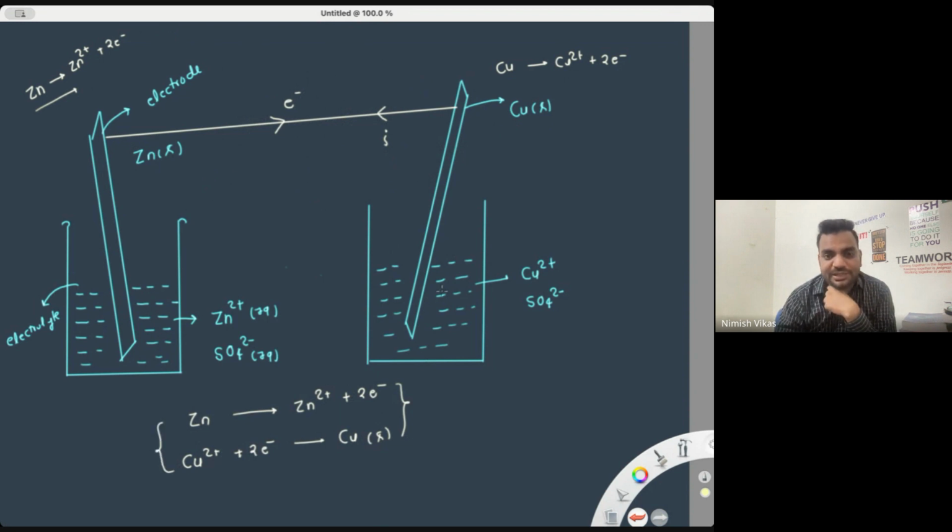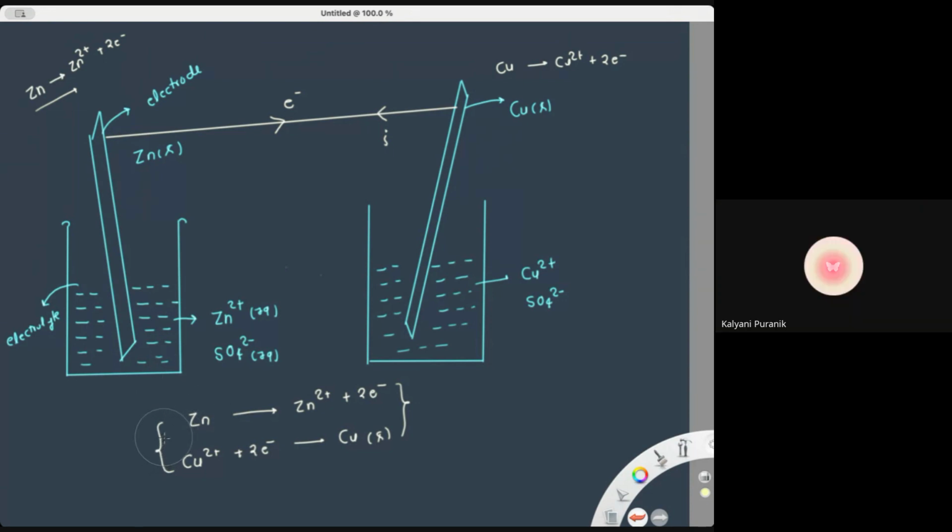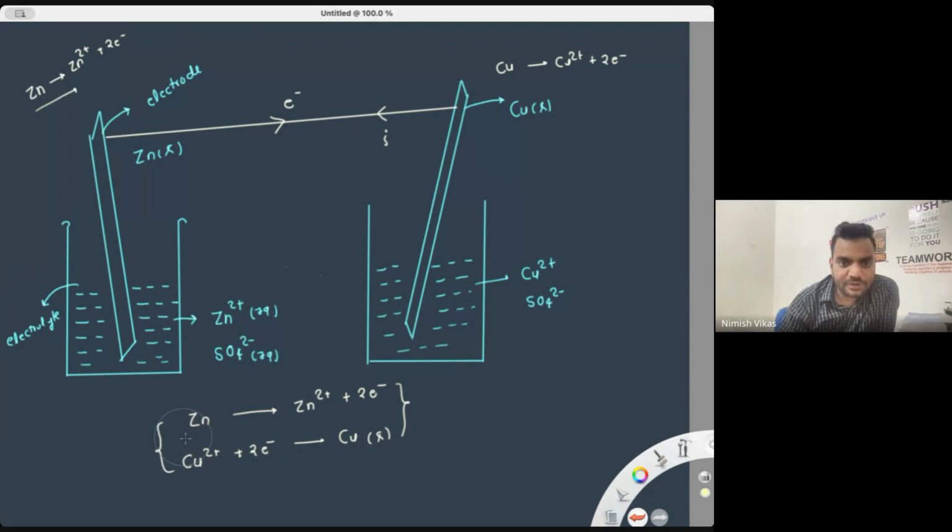Can anyone tell me why this cannot happen for a long time? Anyone? Raise your hand if you know it. This process will stop soon after it starts. No one? Okay, it's okay. Yes, Kalyani. Is it because chemical equilibrium will be achieved? Very good try, but not exactly that. It's a little different story here.